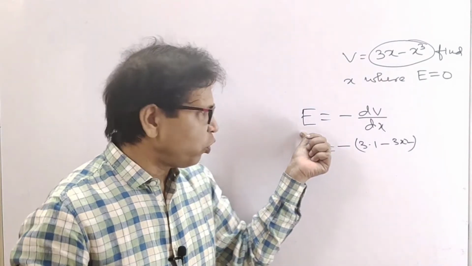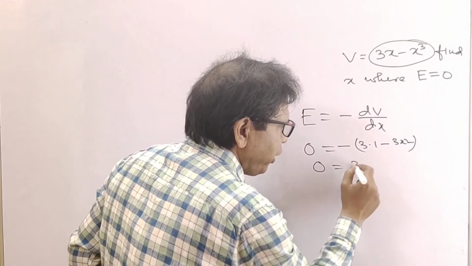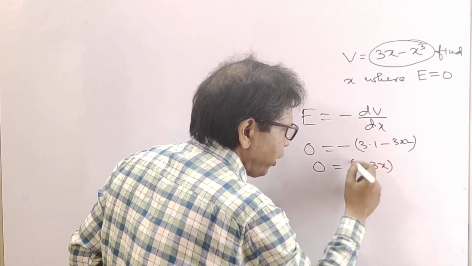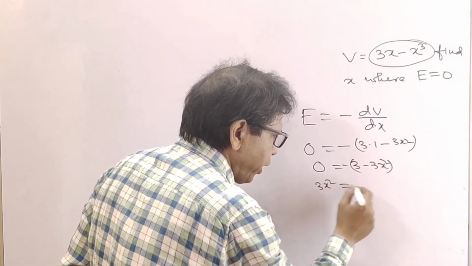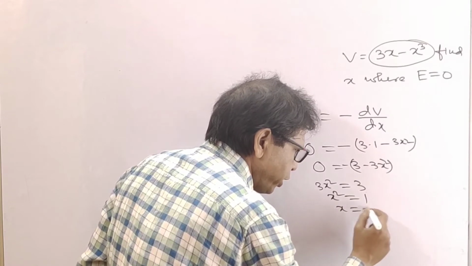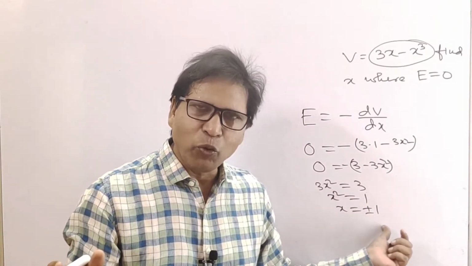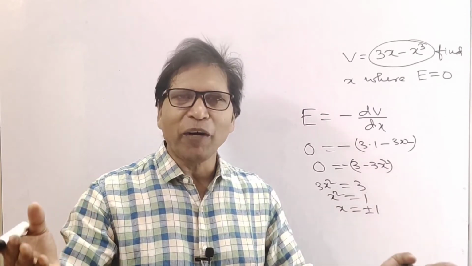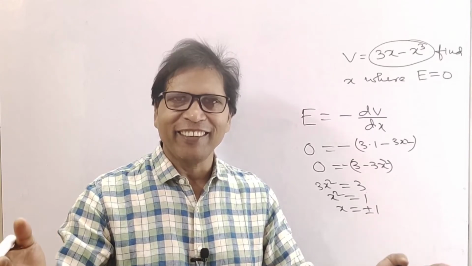As E equals 0, 0 equals 3 minus 3x square. Therefore 3x square equals 3, so x square equals 1. Therefore x equals plus or minus 1. So at x equals 1 and x equals minus 1, the electric intensity is 0.